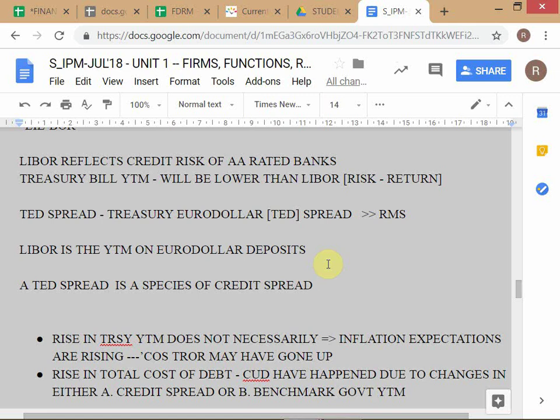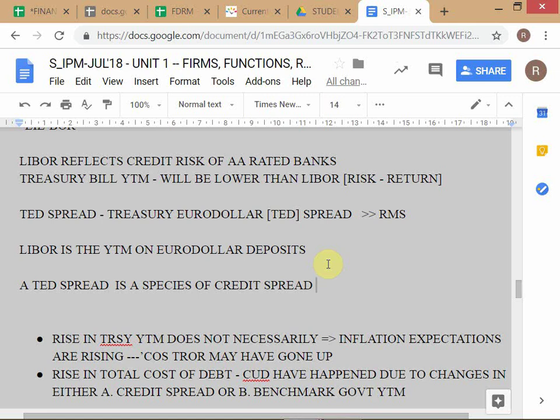So TED spread, do you understand? TED is nothing but the Treasury-Eurodollar spread. The interest rate on Eurodollar deposits we refer to as LIBOR. So the interest rate on Eurodollar deposits reflects the total cost of borrowing for AA rated banks, because mainly it's banks who are borrowing in the LIBOR market. That's why we say AA rated banks.